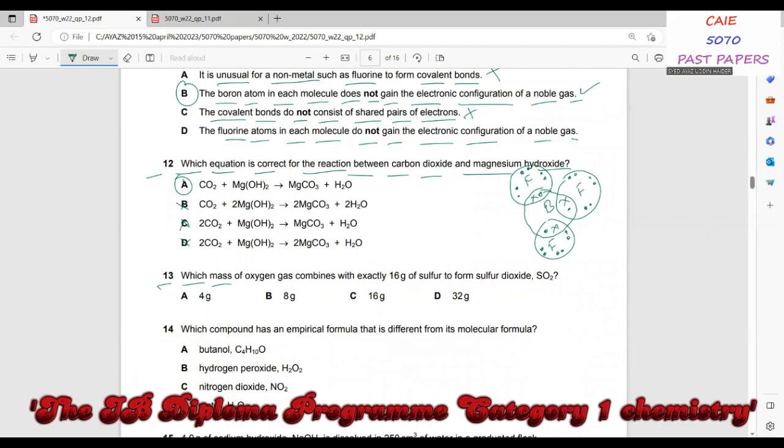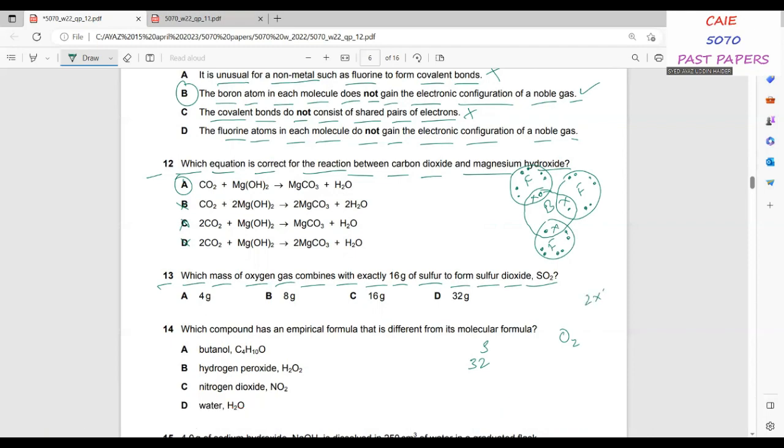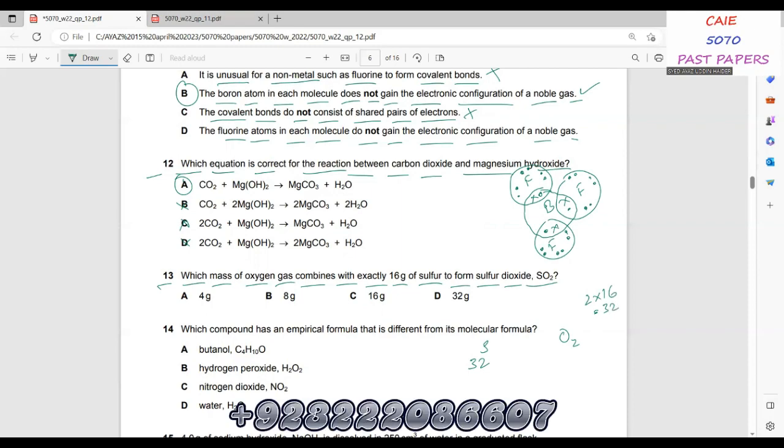13. Which mass of oxygen gas combines with exactly 16 grams of sulfur to form sulfur dioxide, SO2? So here the reaction will be S reacting with O2. The AR of S is 32, and the AR of oxygen is 16. We have two oxygen atoms, so you multiply 16 by 2 and get 32. So 32 grams of sulfur reacts with 32 grams of oxygen. 16 grams reacts with X grams of O2. So you will get 16 as the answer. C will be the right answer.